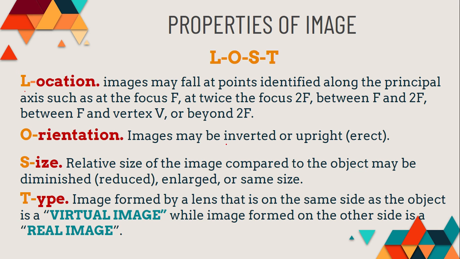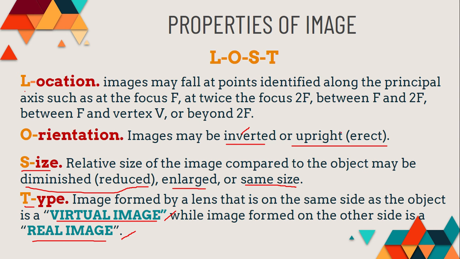What is its orientation? Is the image inverted or upright or erect? What is the size of the image? Can it be diminished or reduced, or smaller? Enlarged or bigger than the object, or the same size? And what is its type? Is the image on the same side as the object? That is a virtual image. An image formed on the other side is what we call the real image. So, we always remember: a real image is inverted. A virtual image is always upright.